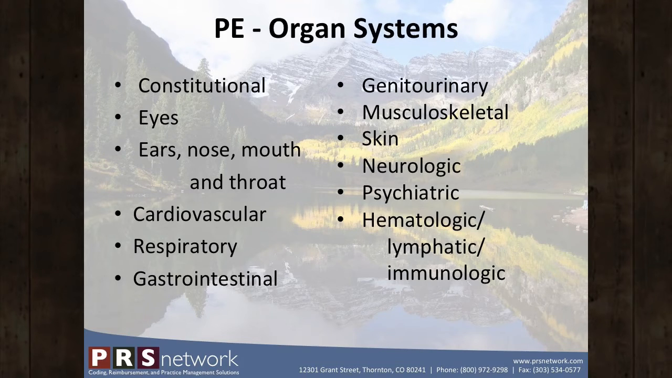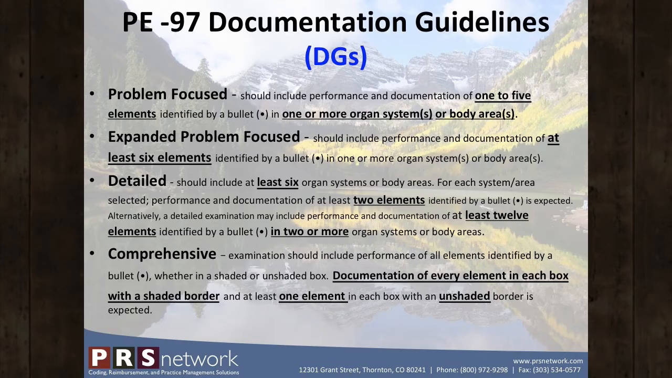Now, please note that neck, chest, abdomen, extremity, etc. is not in here. Those are areas. These are organ systems. So all you need is one exam point in each of the 8 organ systems. That means you could do a complete exam without doing a pelvic or a rectal exam if they were not indicated. Now here are the documentation guidelines for a 97, the details.